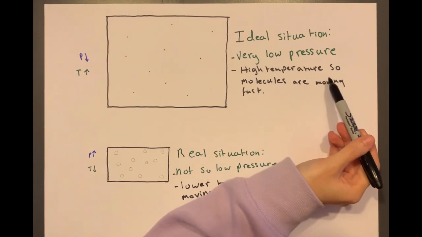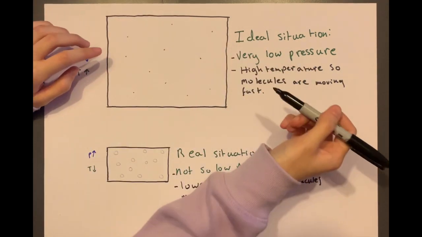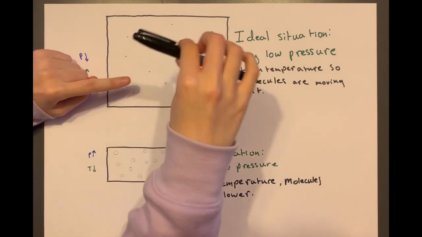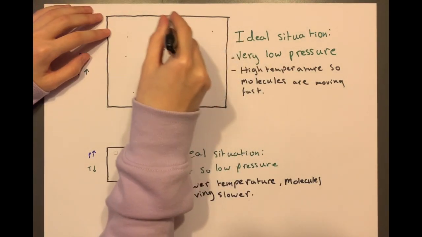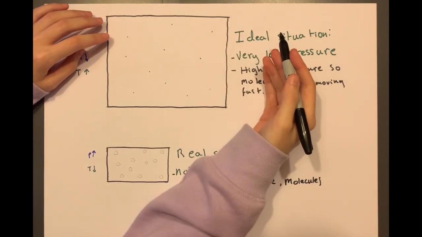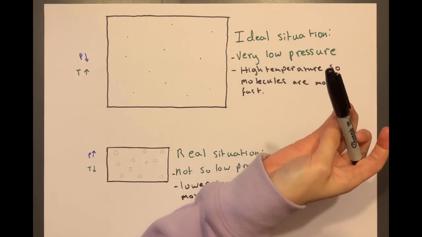In this ideal situation, we also have high temperature. This means that the gas molecules are moving at very high speeds, and this allows us to assume that they zoom past each other without feeling any form of attraction. So all of these molecules don't feel any force between each other. These two conditions are what make an ideal gas.